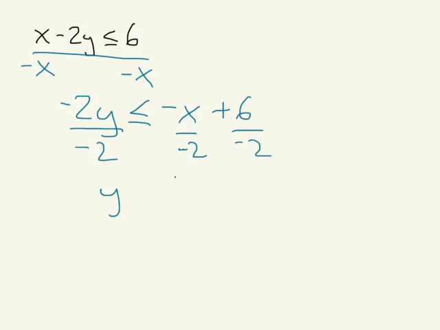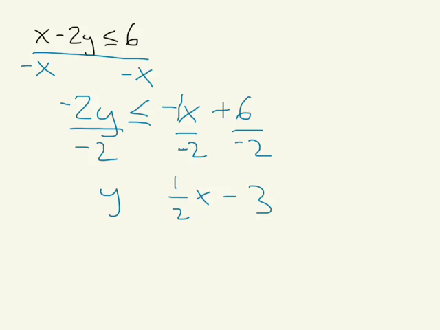I have 1 over 2x on this side because negative divided by negative is a positive, and there's an invisible 1 in front of that x right there, so it's 1 over 2x. And then we have minus 3 because 6 divided by negative 2 is negative 3.